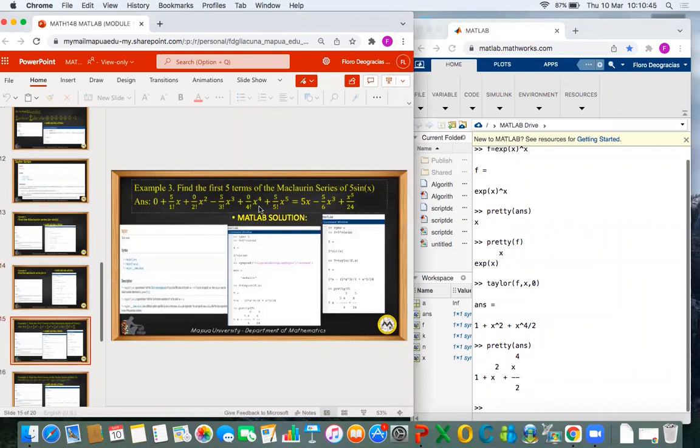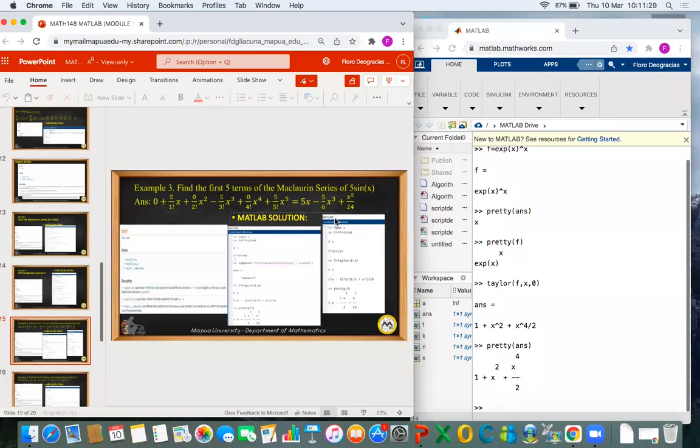So this is another example, class: find the first five terms of the Maclaurin series of 5 sine x. Okay, so this is the answer manually, right? If we're going to include 0, the answer should be 1, 2, 3, 4, 5. It should be only up to this, right? But this is 0. So it should only be negative 5 over 3 factorial x cubed. And maybe there's a typo here, class.